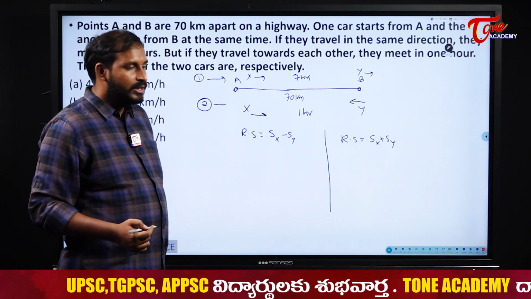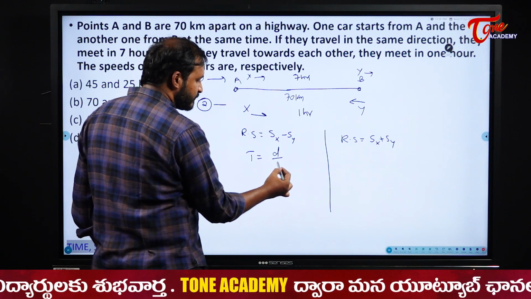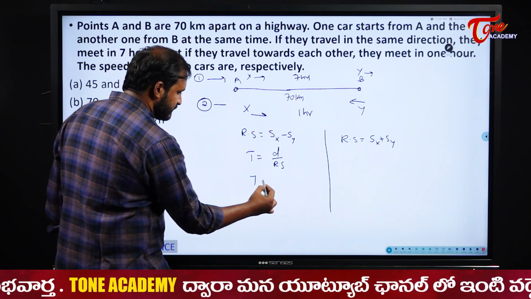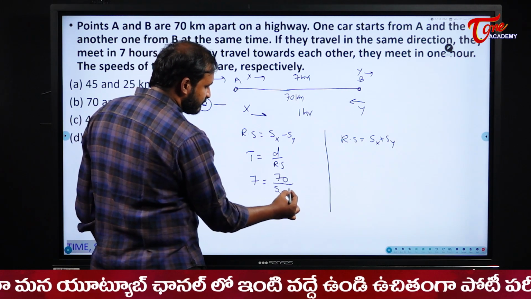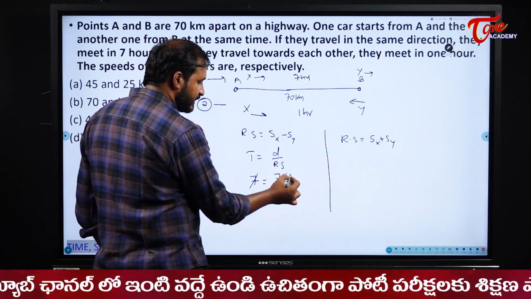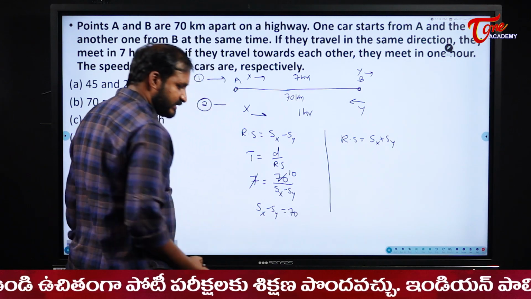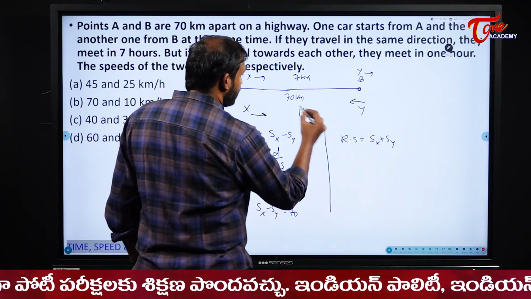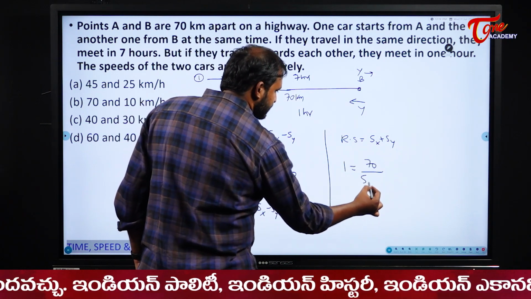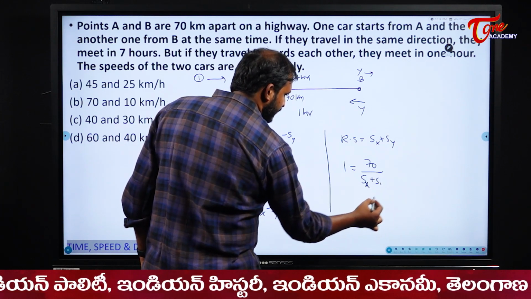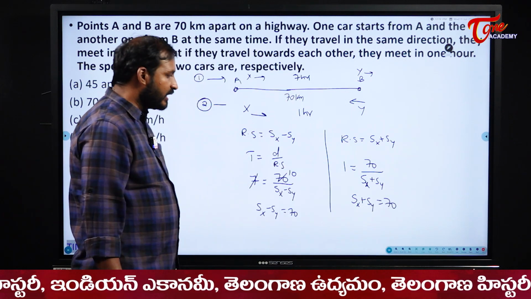Now, the time taken to meet. The time formula is distance by relative speed. In the first case, the time is 7 hours and the distance is 70, so 70 by (speed of X minus speed of Y) gives 7, so speed of X minus speed of Y is equal to 10. Now the second case: the time taken to meet is 1 hour, the distance is 70 kilometers, so speed of X plus speed of Y is 70.